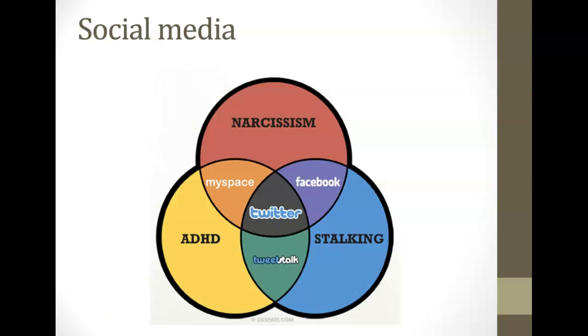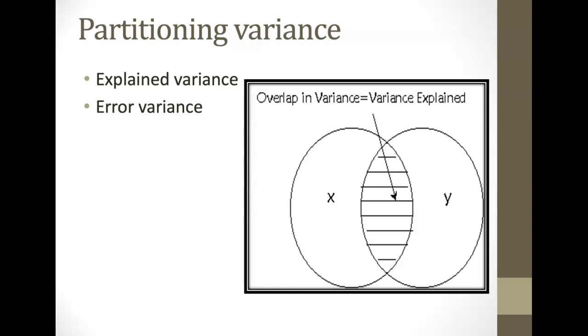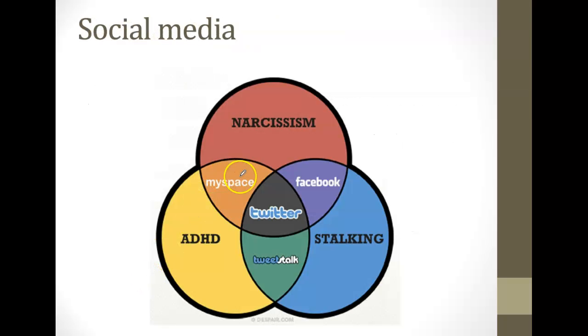I'll explain this in class. We'll go over this real quick, but I thought this was funny. Basically, this was in the early days of social media, but looking at the relationship between variables, in this case, the humorous, narcissism, ADHD, and stalking, and how these social media platforms have this relationship between the multiple attributes, which we'll talk about.